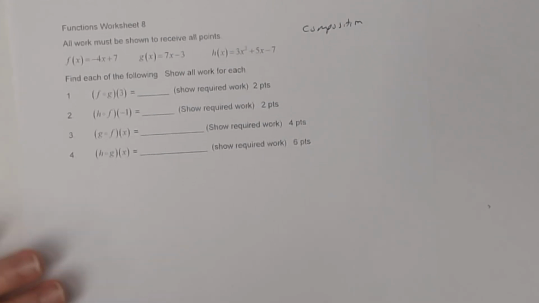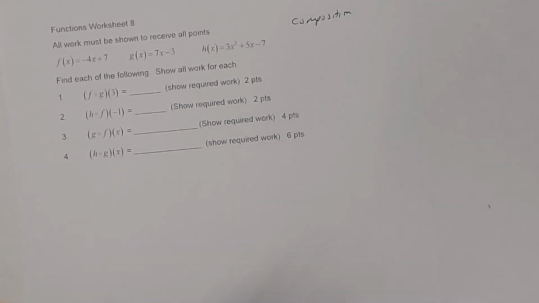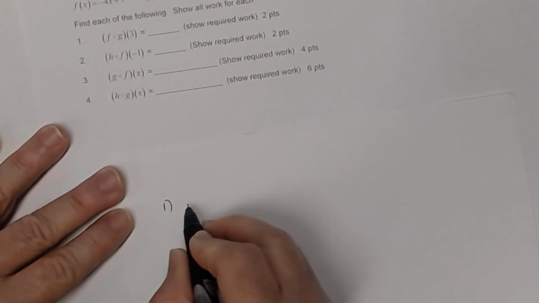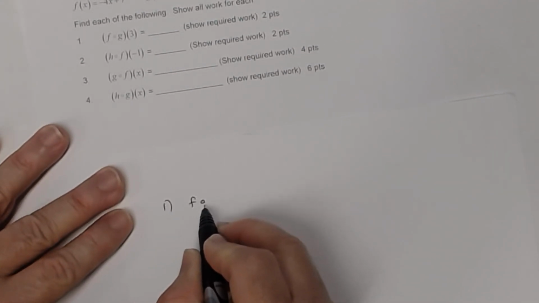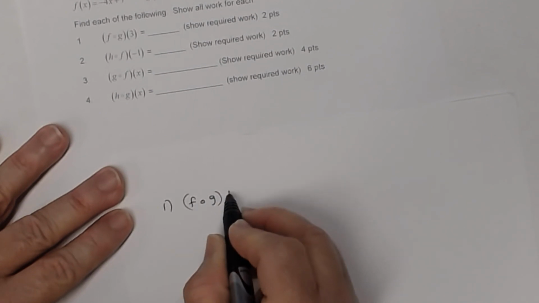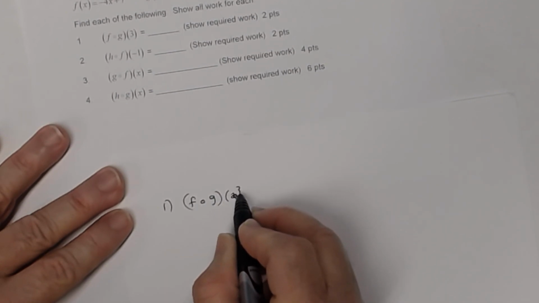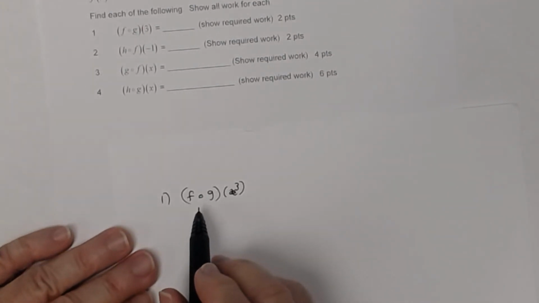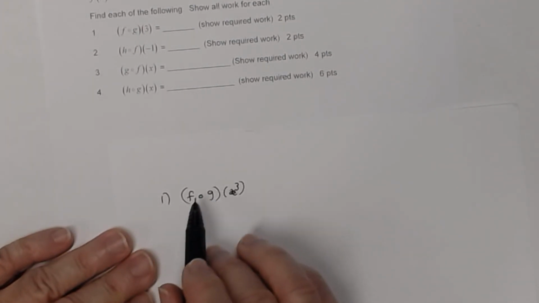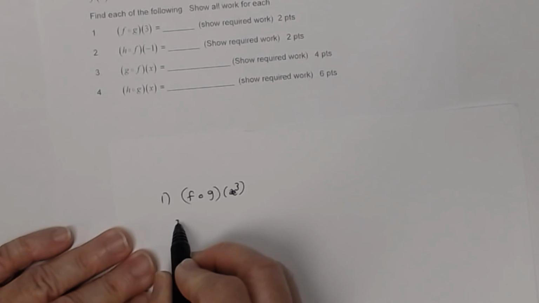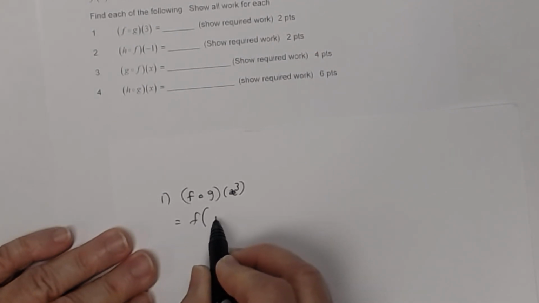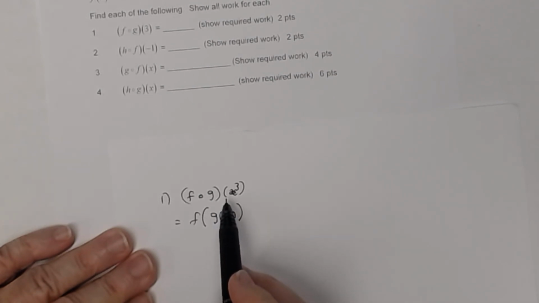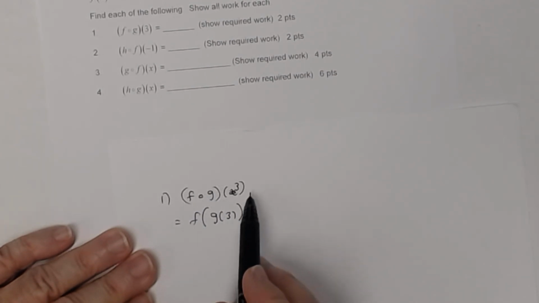All right, so let's look at number 1. So number 1, you have f composed with g evaluated at 3. That's 3, not x. All right, so by definition, this is what this means. So you've got to remember your notation. By definition, this means f of g of 3. That's what that means. So f of g of 3.